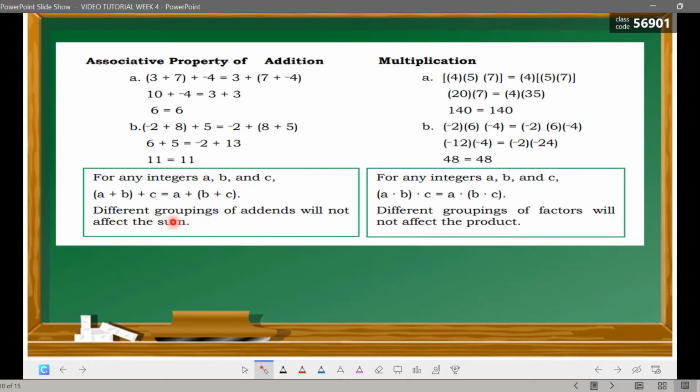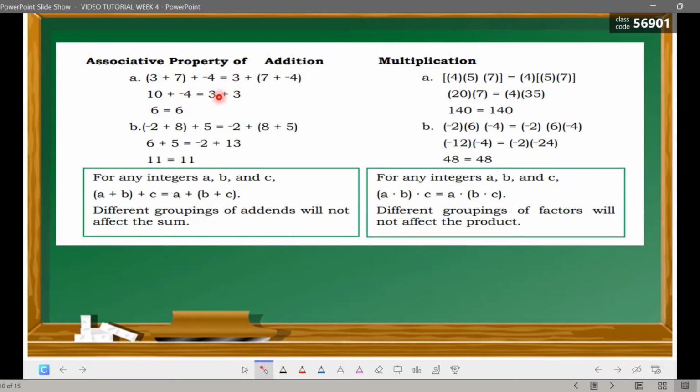Okay? So kapag iniba natin yung groupings ng addends, hindi pa rin po maapektuhan ang sum or ang makukuha nating total answer. Okay? So let's have the example letter A, the quantity of 3 plus 7, plus negative 4, is equal to 3 plus the quantity of 7 plus negative 4. Okay, so kapag magsasagot tayo ng ganito may parenthesis, uunahin natin yung nasa loob ng parenthesis. So 3 plus 7 is equals to 10. Then copy yung negative 4.